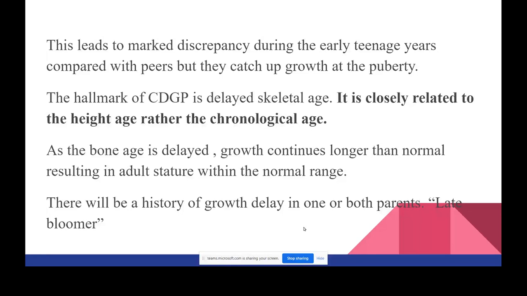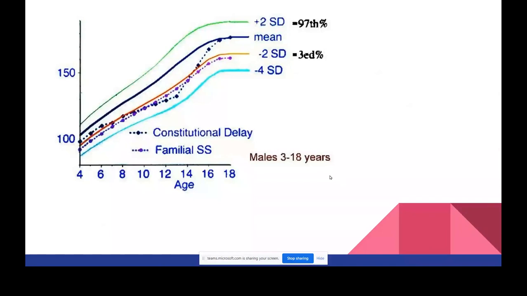There will be a history of growth delay in one or both parents. You call them late bloomers. Now, this is a nice graph explaining the normal variant of growth, linear growth. And the constitutional delay, if you take, this is the darker line. And just see, it is flattening towards here, and then they catch up the growth, and it comes to the normal 50th centile in the adult range. But the familial short stature, they tend to be parallel to the lower centile lines, and they are short even as adults. So, comparing the constitutional delay and the familial short stature.